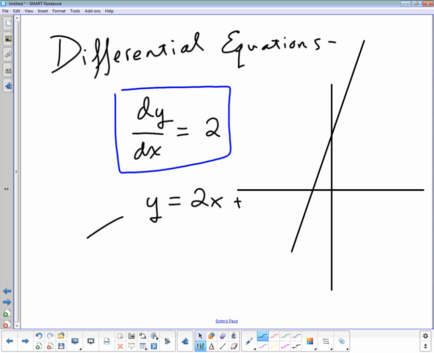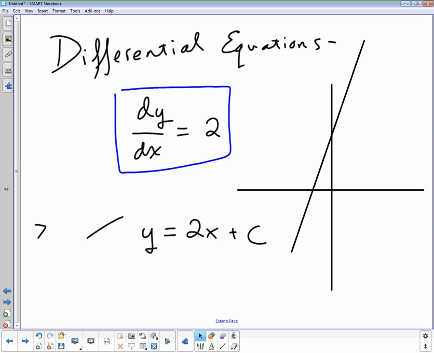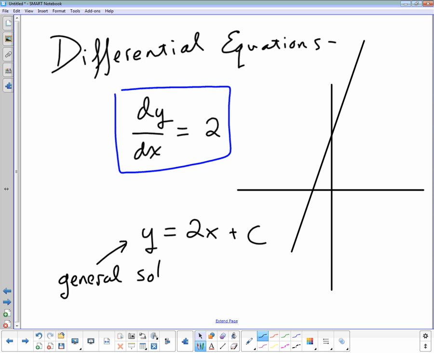And we add a plus c onto the function, and call this the general form, or general solution. Now, if I had said something like, the line passes through a particular point, right? Then I would be able to solve for c.